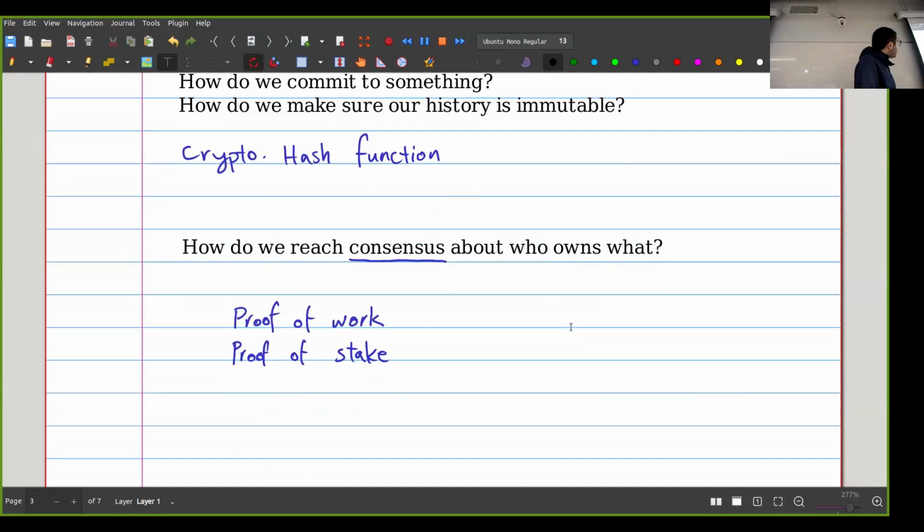And then finally, probably the most important problem that we will talk about in this course is consensus. So how do we reach consensus about the ownership of the funds? How do we make sure that everyone on the network agrees about who owns this particular coin?